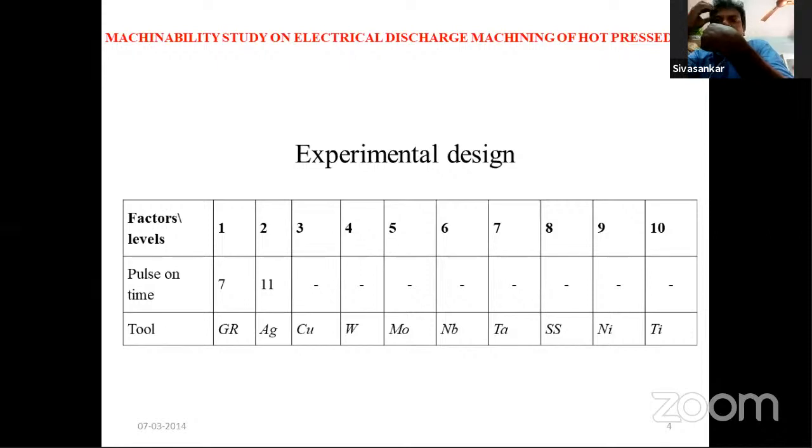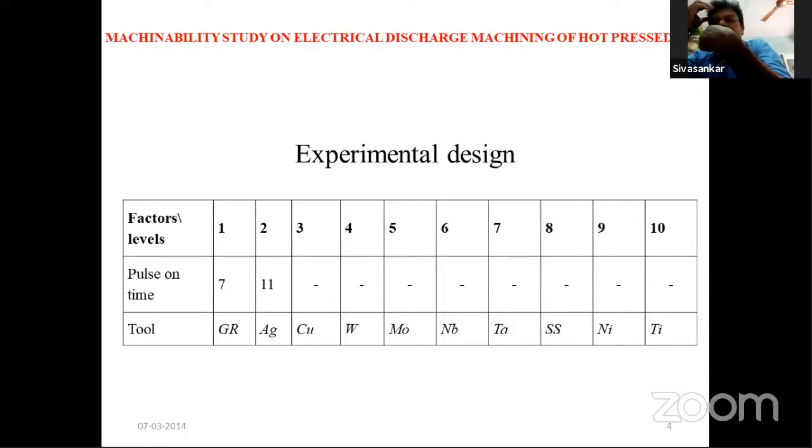To conduct any experiments, we need to design the experiments. Designing experiments means deciding how many parameters we have to take as input, called the design of experiments. Here, I have taken two parameters. One is called pulse on time. Another one is called tool material. There are so many factors normally considered for the electrical discharge machining process. But this is only my preliminary study. Here, my objective is to select the best tool material, so I have restricted myself to only the tool material and pulse on time.